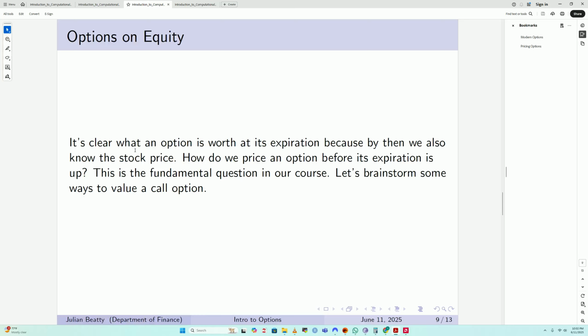So it's pretty clear what an option is worth at expiration, because we know it's just S minus K or K minus S. So the question is, how do we price an option before its expiration is up? This is the fundamental question in our course. So let's try to think about what would be some useful ways to value this.